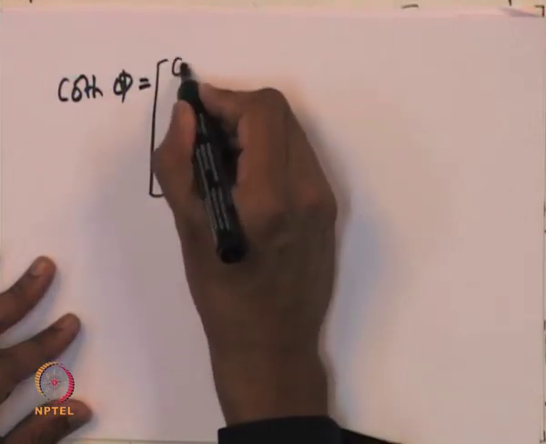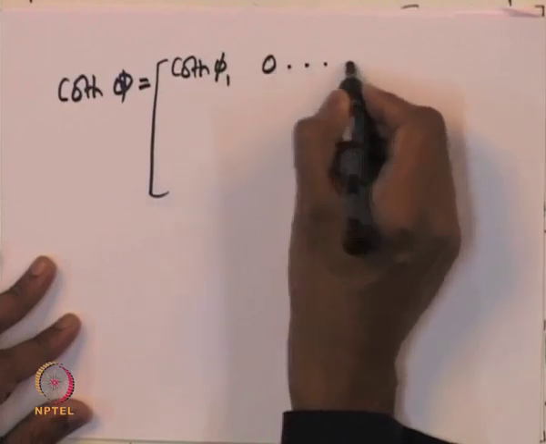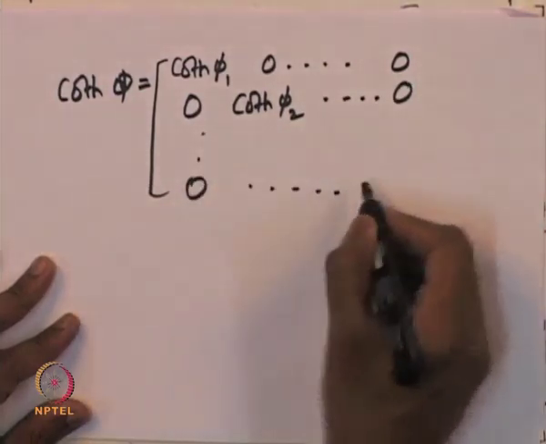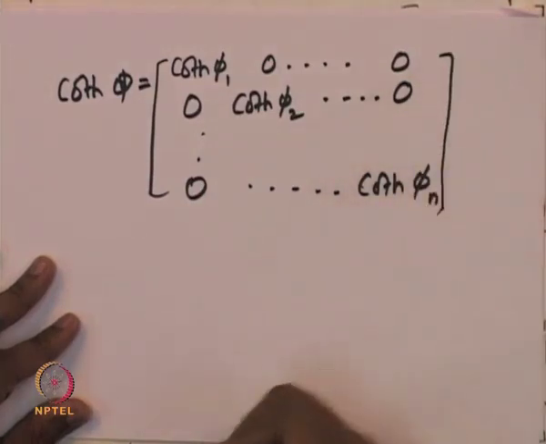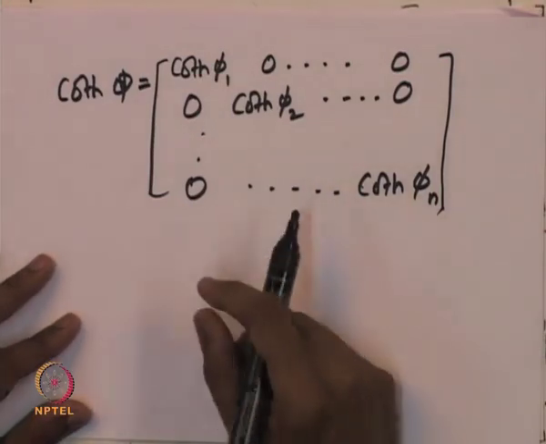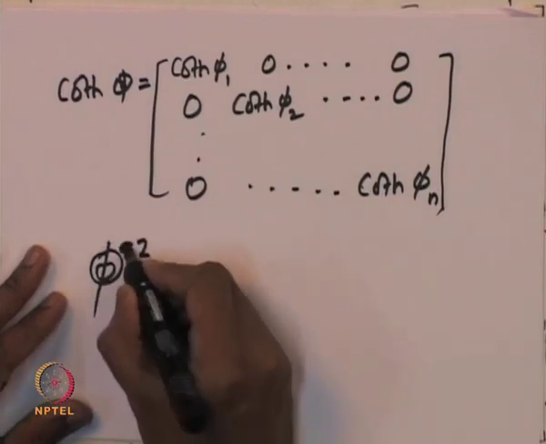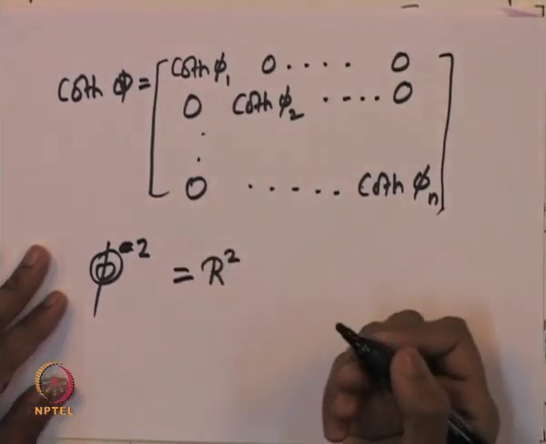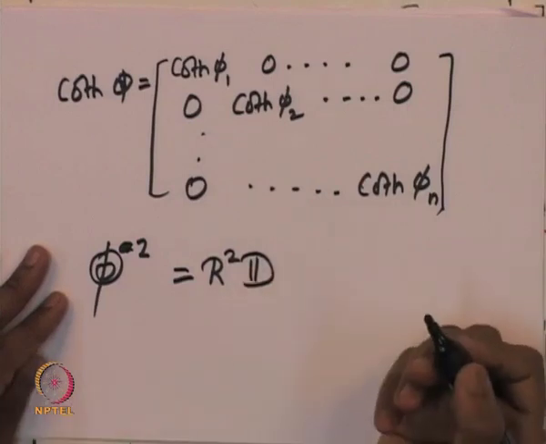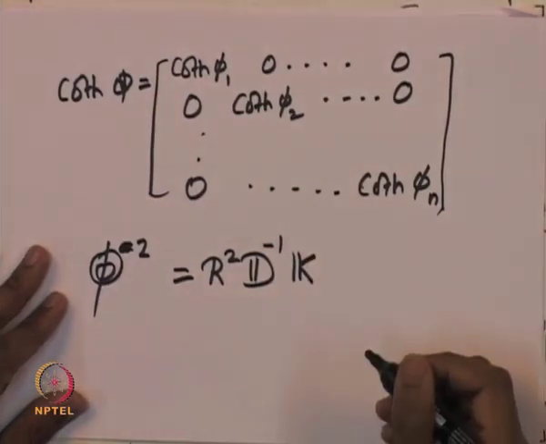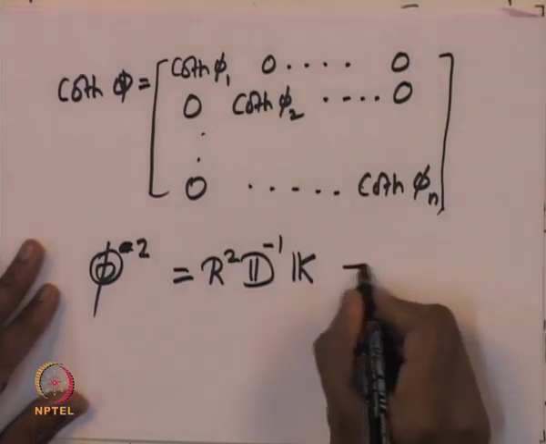Now, the coth of the Thiele modulus matrix is a diagonal matrix with coth of phi 1, coth of phi 2, etc., up to coth of phi n. So, that is a diagonal matrix consisting of the coth of each of the Thiele moduli corresponding to each of these species. The overall Thiele modulus matrix, which is again a diagonal matrix, has its square given by R squared, the length scale of the catalyst, multiplied by the inverse of the diffusivity matrix, which is again diagonal, multiplied by the first order reaction rate constant matrix of the network. This is again a diagonal matrix.